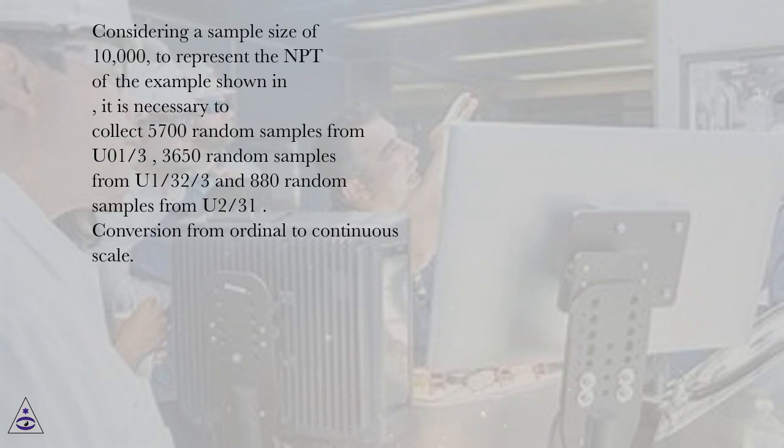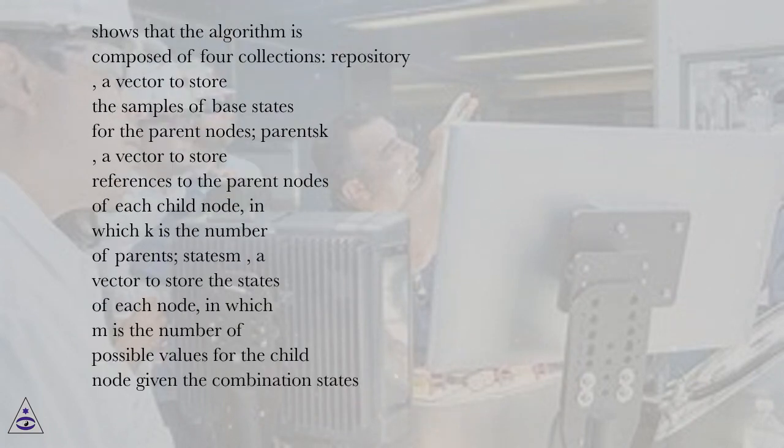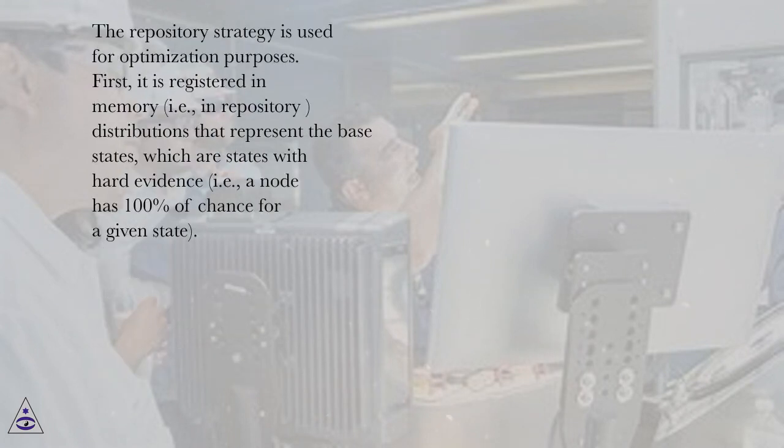Conversion from ordinal to continuous scale shows that the algorithm is composed of four collections: repository, a vector to store the samples of base states for the parent nodes; parents, a vector to store references to the parent nodes of each child node, in which k is the number of parents; states, a vector to store the states of each node, in which m is the number of possible values for the child node given the combination states of its parents; and distribution, a vector to store the resulting distribution for each possible combination of states of the parent nodes. The repository strategy is used for optimization purposes.